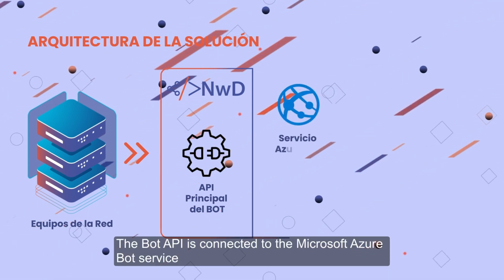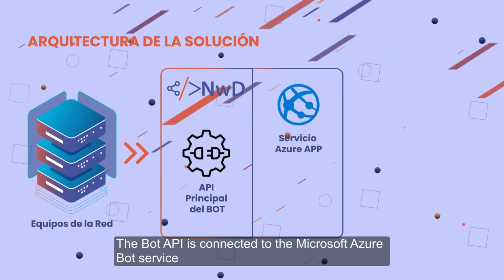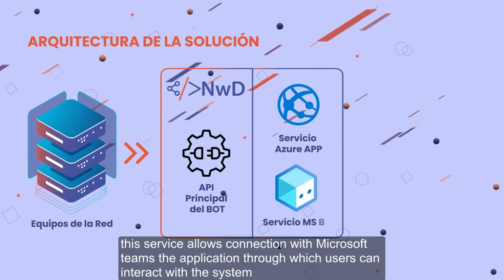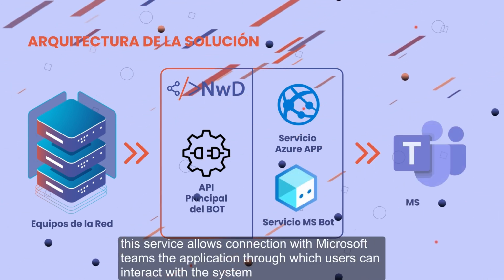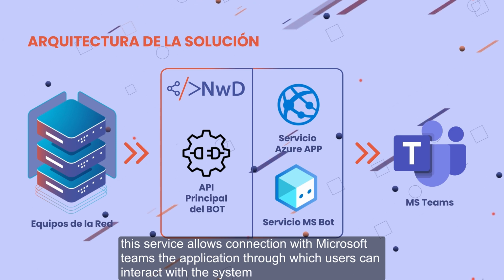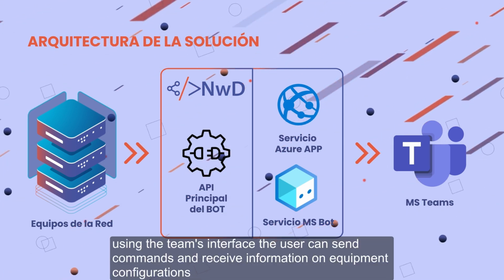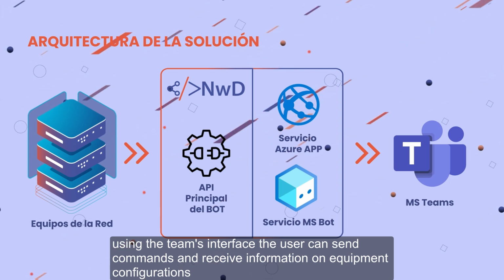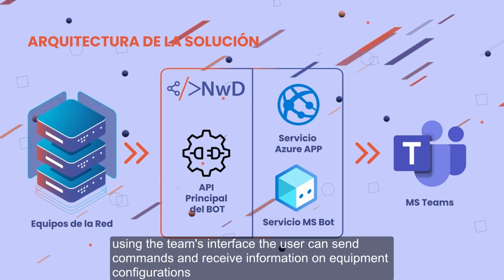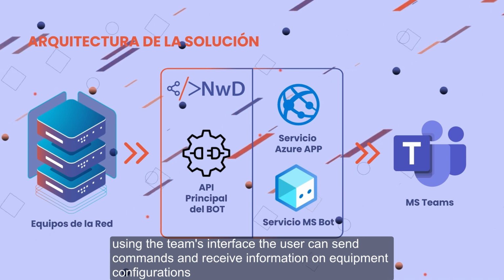The bot API is connected to the Microsoft Azure bot service. This service allows connection with Microsoft Teams, the application through which users can interact with the system. Using the Teams interface, the user can send commands and receive information on equipment configurations.